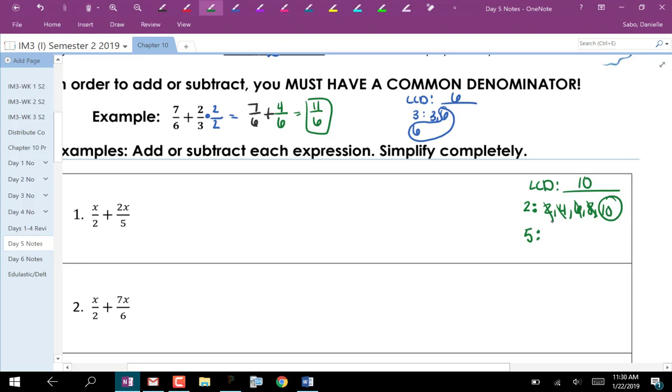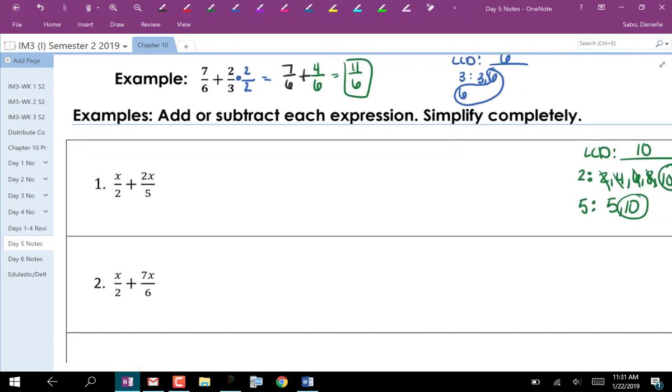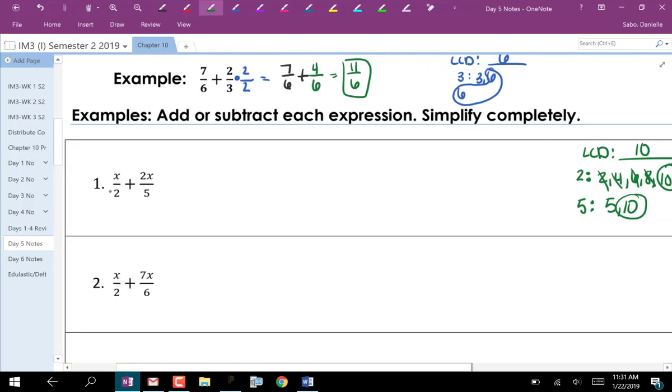Okay, so sometimes just listing it out for yourself might help you. And if you want to list out your 5s, you don't have to. 5 times 1 is 5, 5 times 2 is 10, and that's how you see that. So then now I have to go over here and say, what do I have to multiply 2 by to get 10? What number times 2 gets me 10?